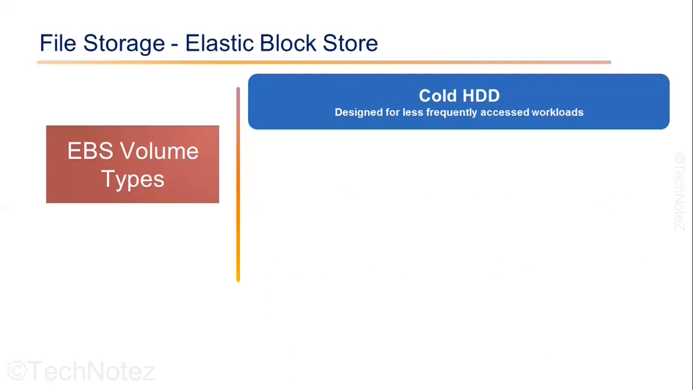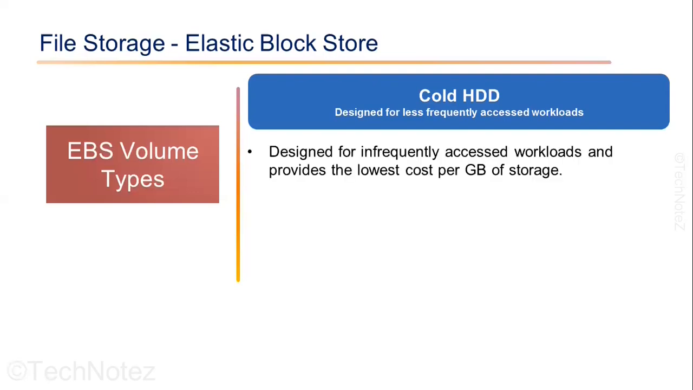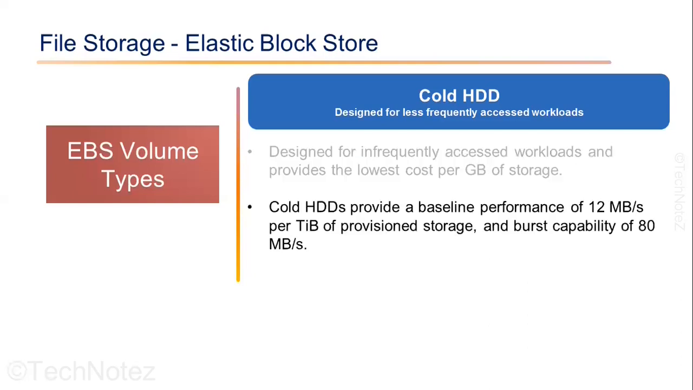Cold HDD. EBS Cold HDD is a storage volume type which is designed for infrequently accessed workloads and provides the lowest cost per GB of storage. Cold HDDs are also based on traditional magnetic hard disk drive technology and are optimized for infrequently accessed data such as backup, disaster recovery, and long-term archival storage. Cold HDD provides a baseline performance of 12 megabytes per TB of provisioned storage.